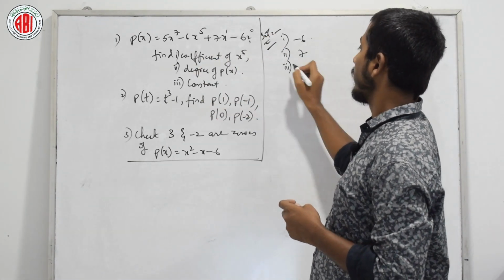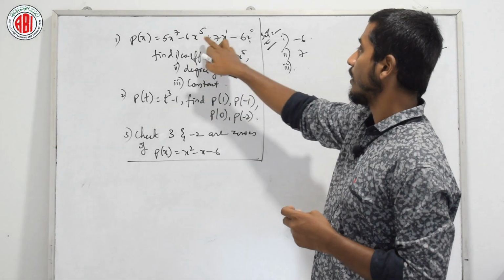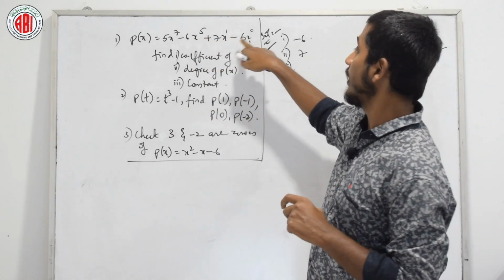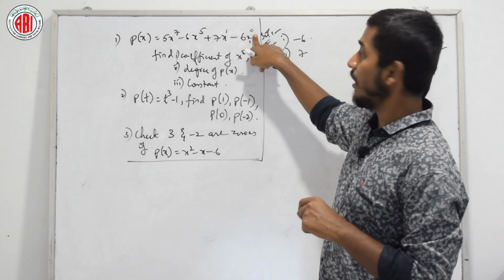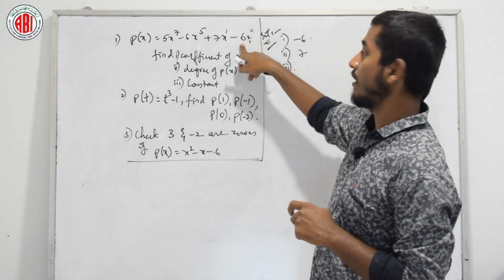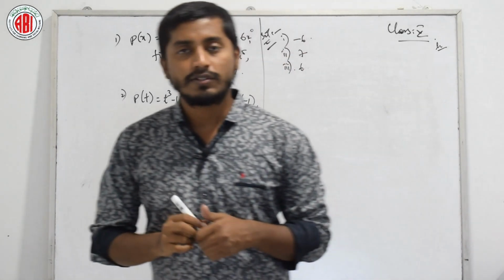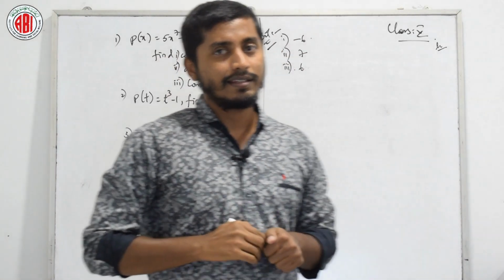What is the degree of p of x now? Degree is 7. The third is, what is a constant? A constant is a coefficient of a variable whose power is 0. Okay, here 6 is a constant. Here 6 is a constant. Okay, so let us generalize this.